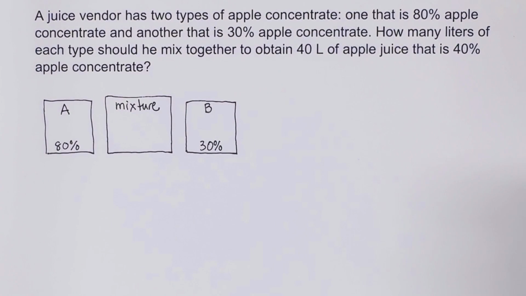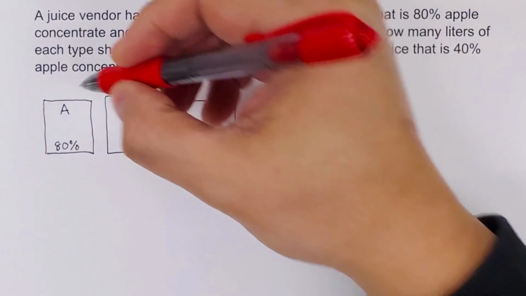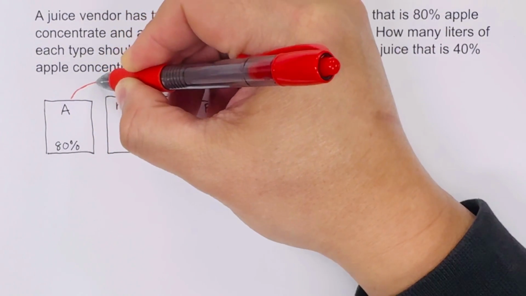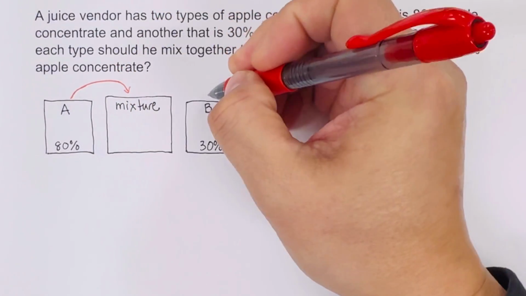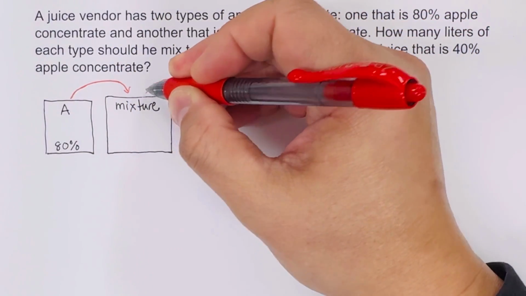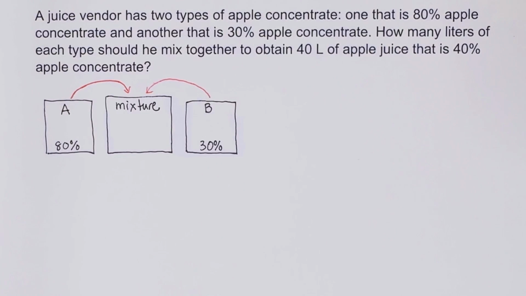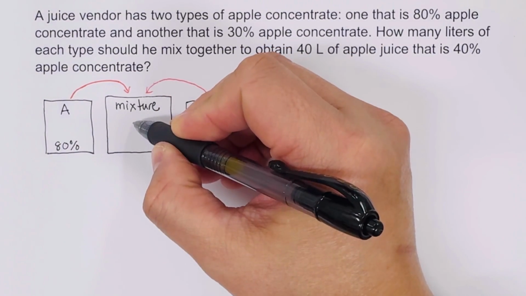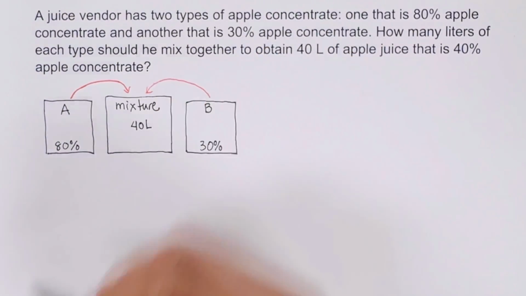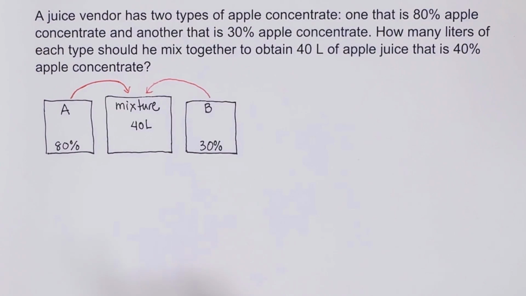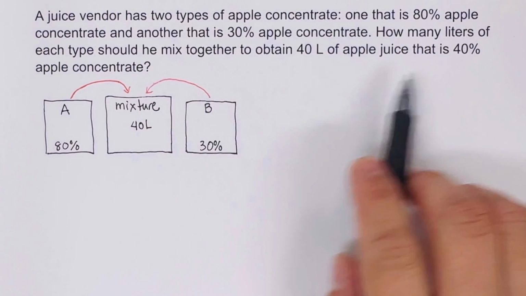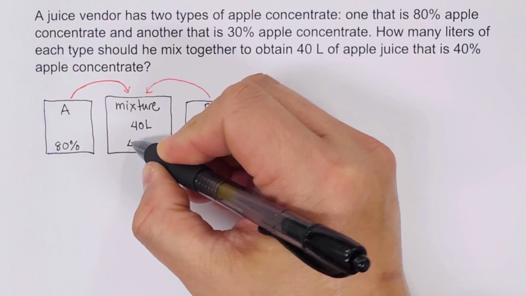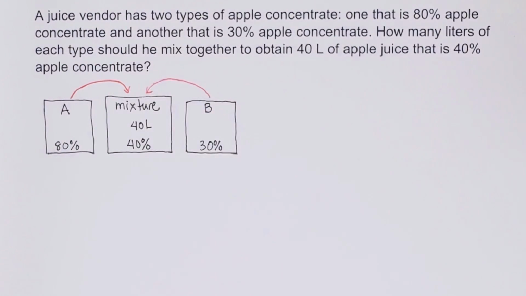The vendor is supposed to mix them together. Concentrate A will be mixed together with concentrate B, so the two juices will be mixed up together. It says here that the mixture should be 40 liters. So this one right here should be 40 liters, and the concentrate for this mixture should be 40%. So we're going to have 40% apple concentrate.